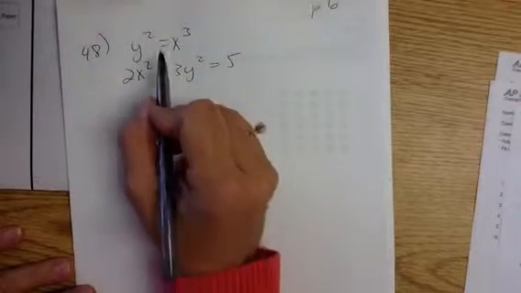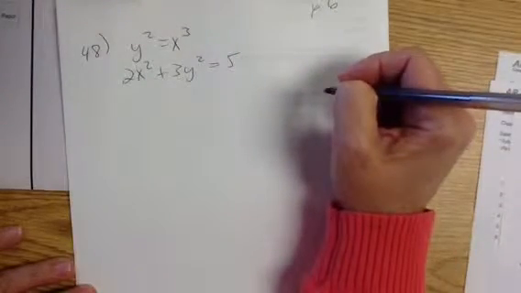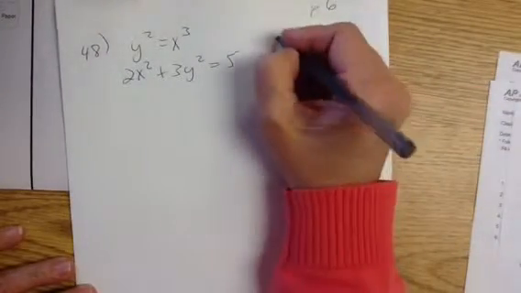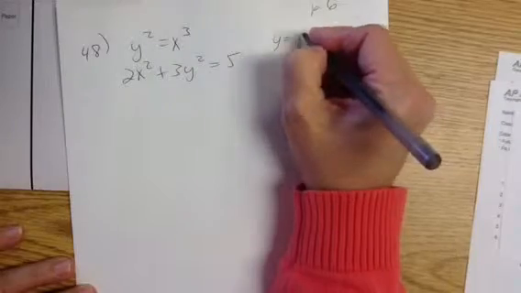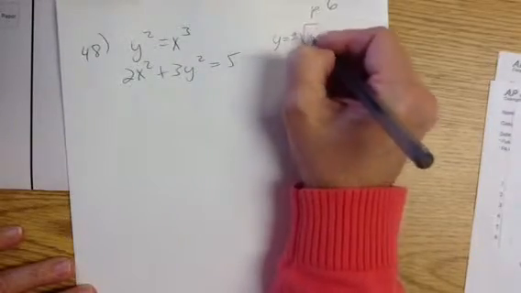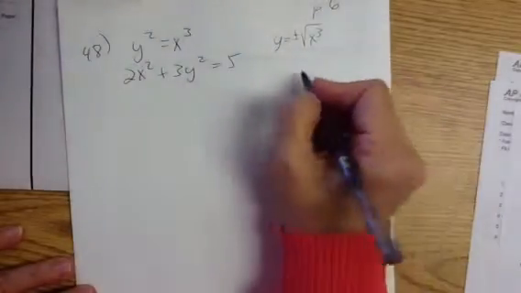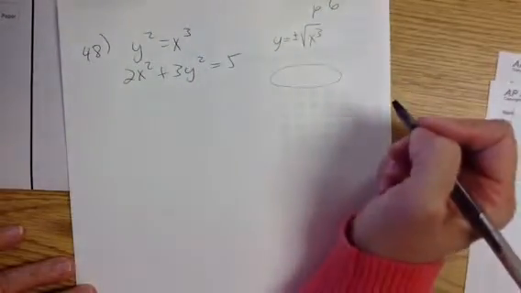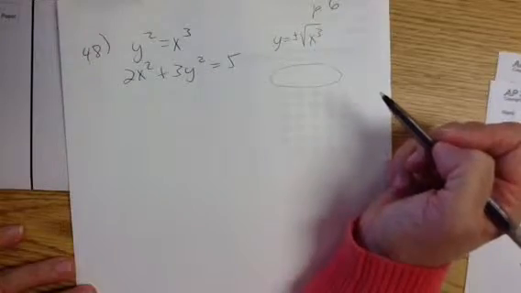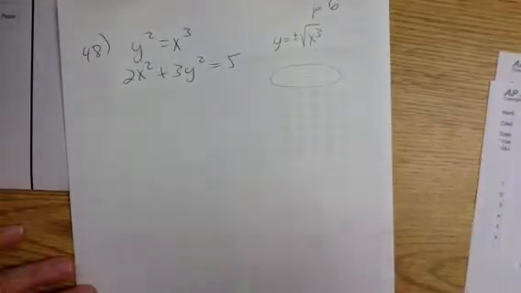So in problem 48, we are going to sketch these graphs and see where they are orthogonal. That means that the tangent lines are perpendicular to each other. So I have y equals plus or minus the square root of x cubed. You could graph that. And then we know this is an ellipse. So we're going to have an ellipse, and we're going to have a square root function. So let's see what that looks like on a graph.